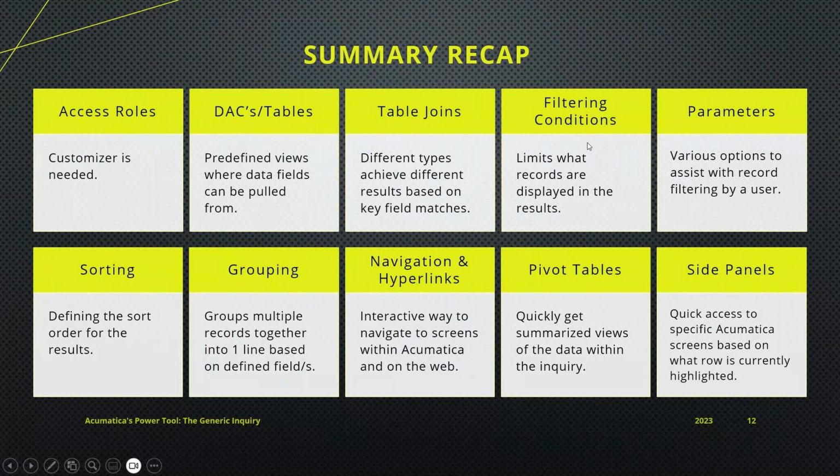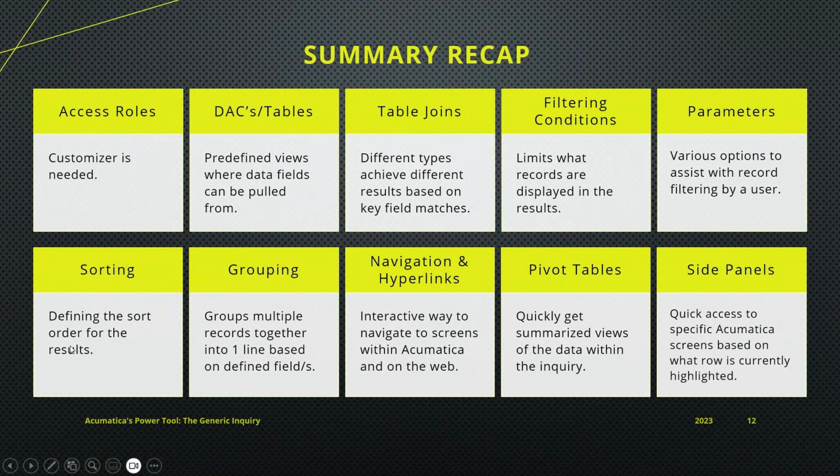We went over filtering conditions, limiting, which limits the records displayed in the results. You're filtering items out with those. You're telling it what you want to see exactly. Parameters, again, are various options to assist with record filtering by a user. It just lets them select things quickly right at the top of a grid. If there's thousands of rows of data in the generic inquiry, it's going to take a long time for someone to go through that, rather than having a parameter where they can quickly filter what they want.